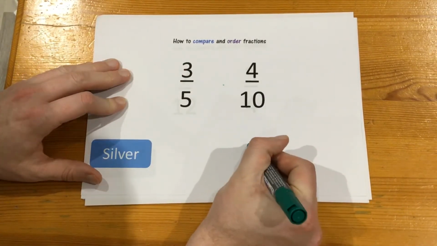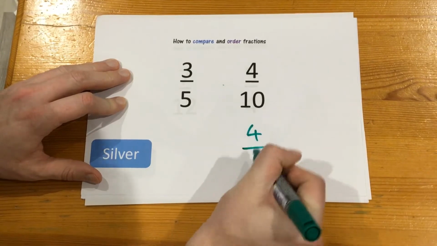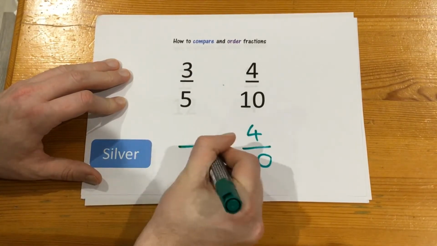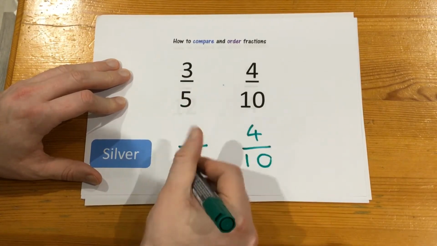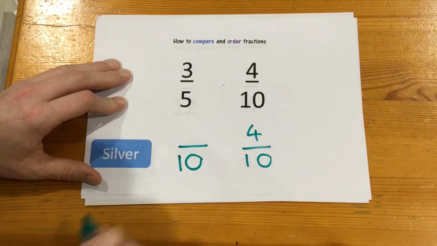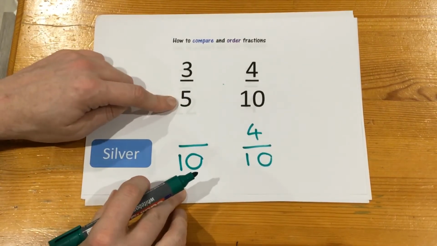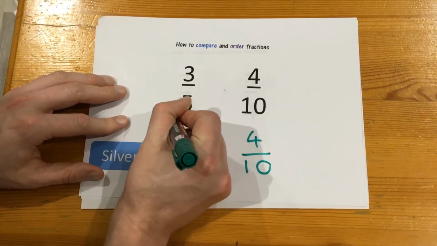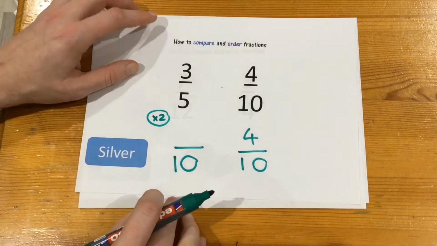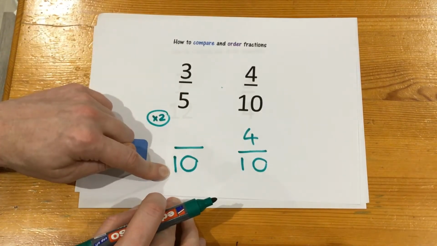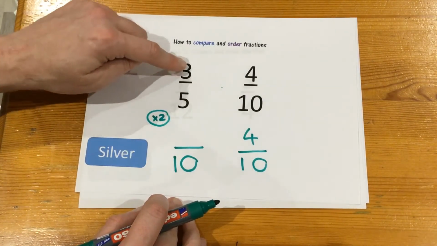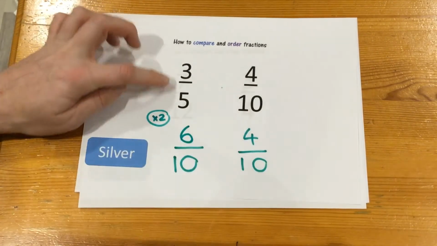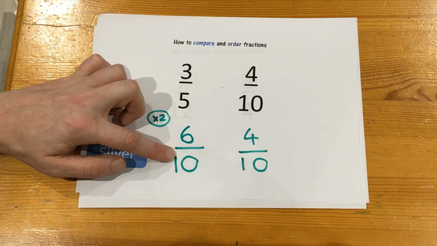So the easiest way is if I keep the 4/10 as it is, and I need to convert because I know 5 goes into 10, I'm going to do it underneath. And 5, how many 5s in 10? 2. So I'm scaling it up by a factor of 2. So 5 times 2 is 10. Do the same to the bottom as the top. 3 times 2 is 6. So 3/5 is the same as 6/10.